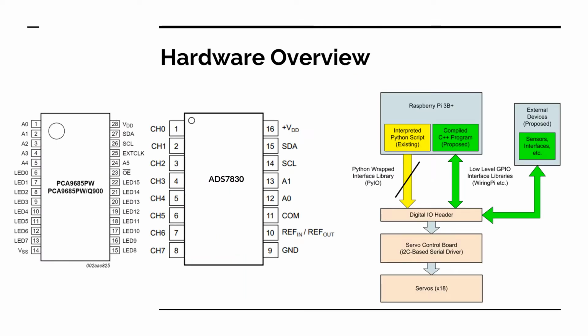Given that this project was software oriented, we used the C language to interact with the hardware that was included in the project. We used the PCA 9685 and the ADS 7830 to interface with our servo motors and our peripherals attached to the robot.